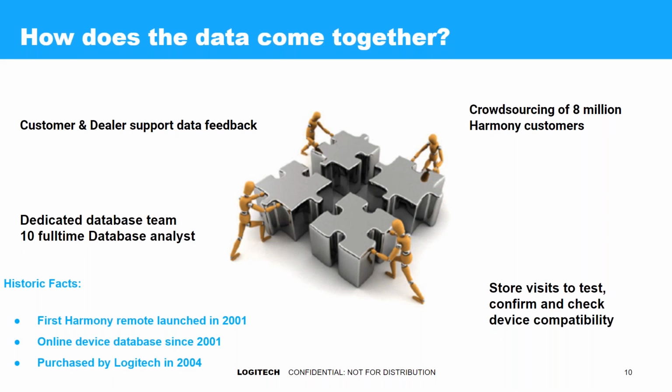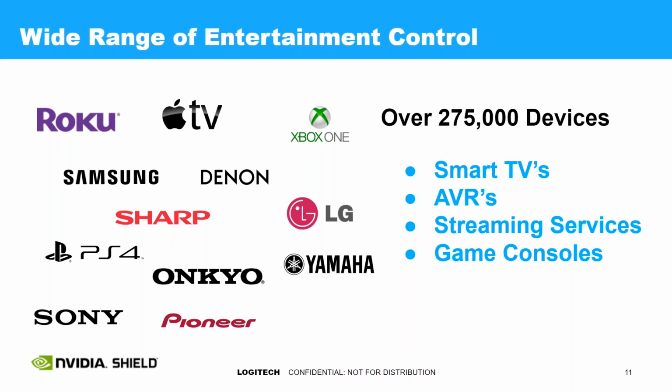So again, just a little brief history. As you can see, the first Harmony remote was launched back in 2001. That's when the online database went live, and then it got acquired by Logitech in 2004. Some fun historic facts. And again, you will see this all over the place. Manufacturers that have control solutions always brag about how many devices they have in a database. We have 275,000 devices.